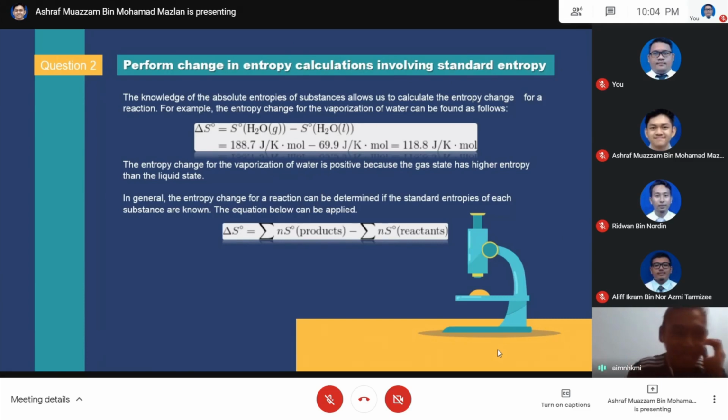The entropy change for the vaporization of water is positive because the gas state has higher entropy than the liquid state. In general, the entropy change for a reaction can be determined if the standard entropy of each substance is known. The equation below can be applied. So, next question.